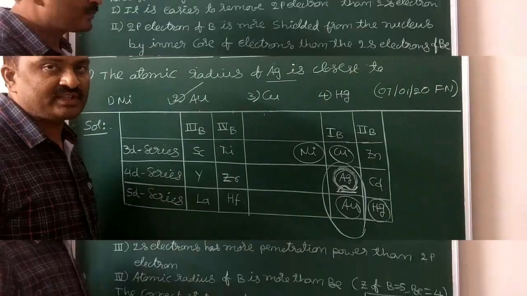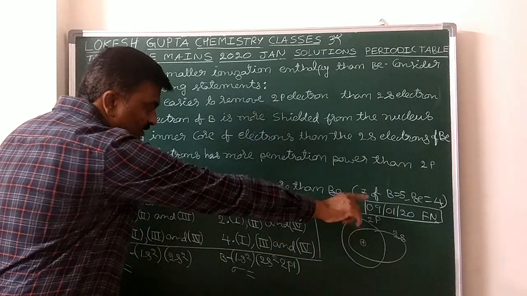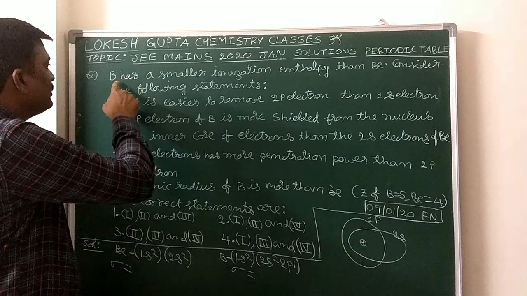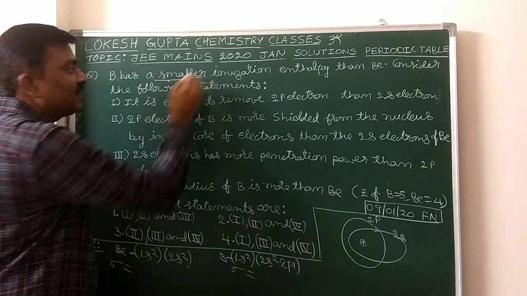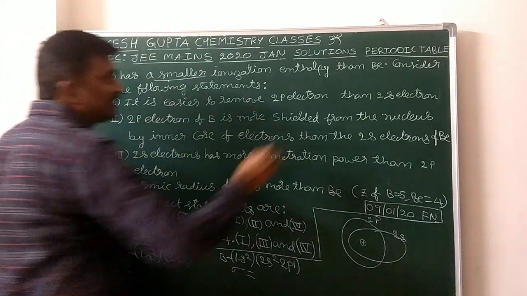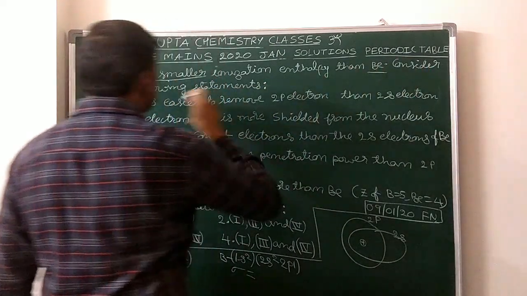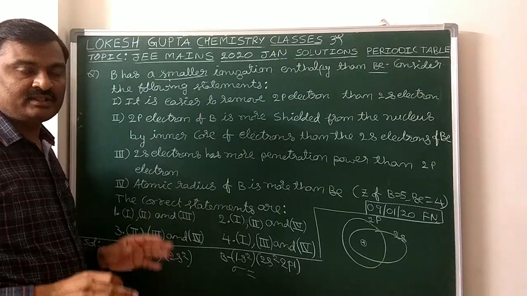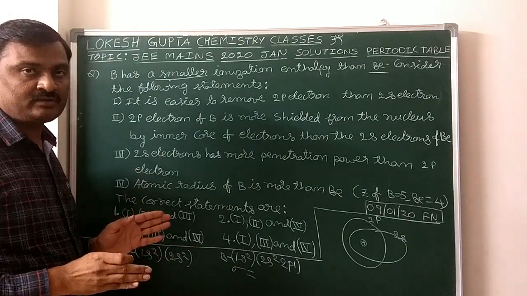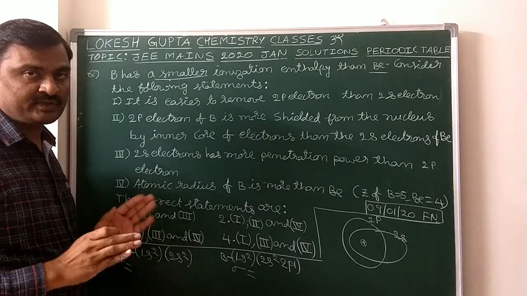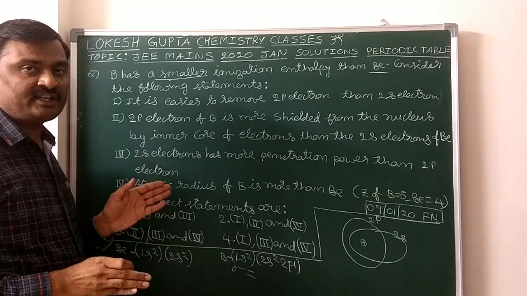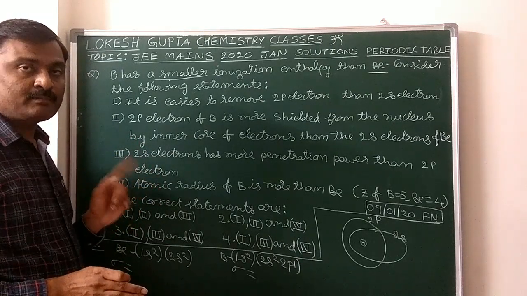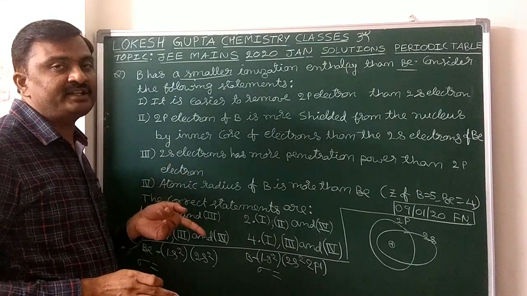Now come to the next question. This question was given on 9th January morning. Now the question is, boron has smaller ionization enthalpy than beryllium. Consider the following statements. Correct statements are, see, in the periods from left to right, ionization enthalpy has to increase. From lithium to beryllium it increased. From beryllium to boron it has to increase.